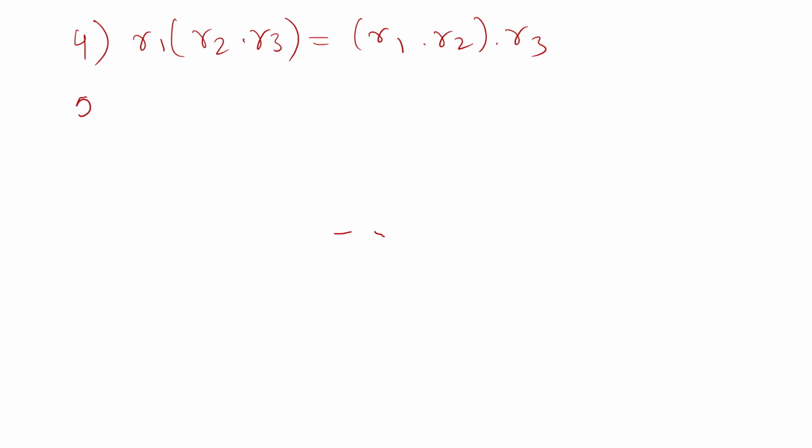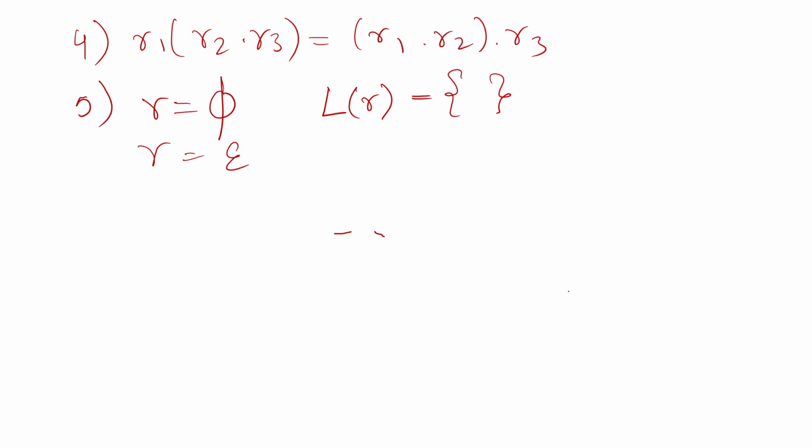So then after that, we have, if R is phi, what can we say about the language of R? Phi means there's nothing there, an empty set. That means your language is not representing anything. It's just an empty thing. If you have epsilon, that is an empty string. This is a null set. This is an empty string. The difference is clear. This is a null set. This is an empty string.